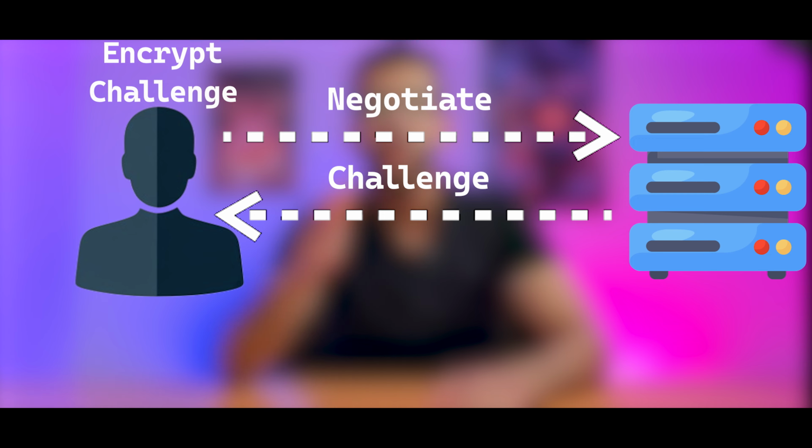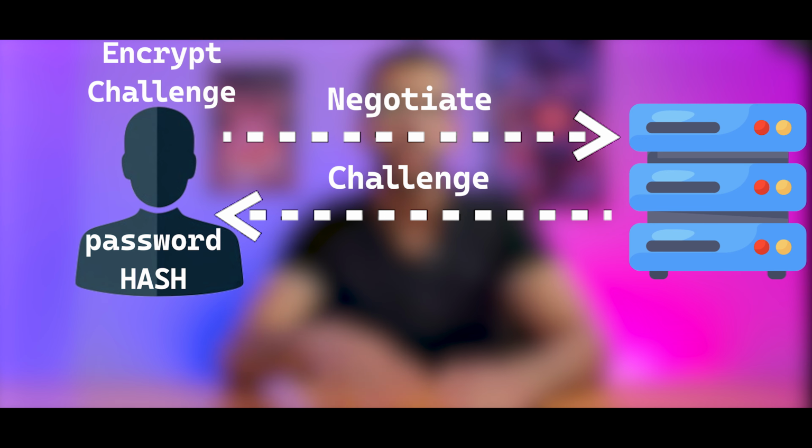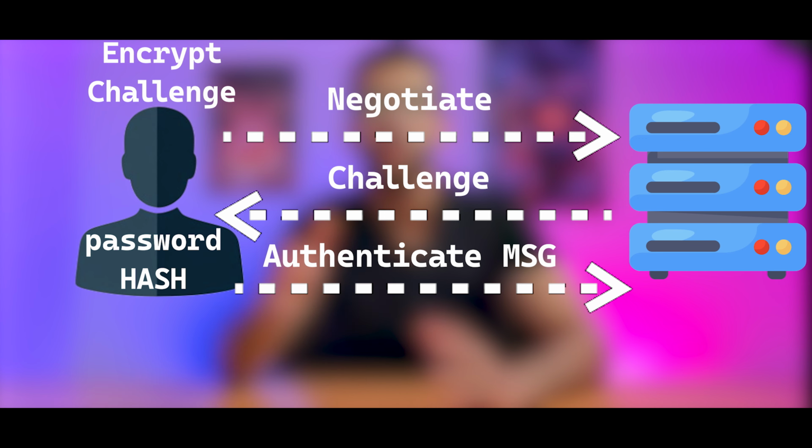Then the client encrypts this challenge using its NTLM password hash and sends it back to the server as an authenticate message. The server then compares this response with what it expects using the stored NTLM hash. If the value matches, the access is granted, otherwise it's denied. So as you can see, no password is transmitted, only the encrypted challenge and response.